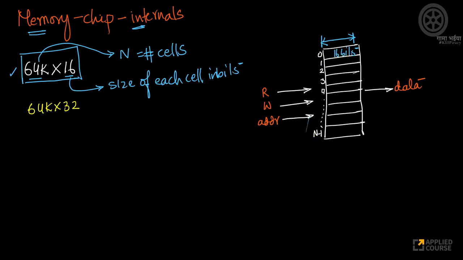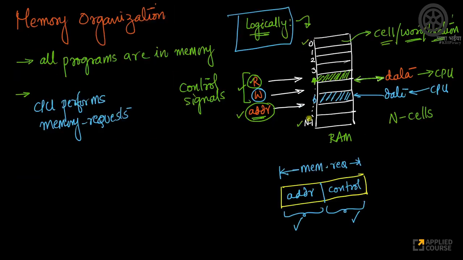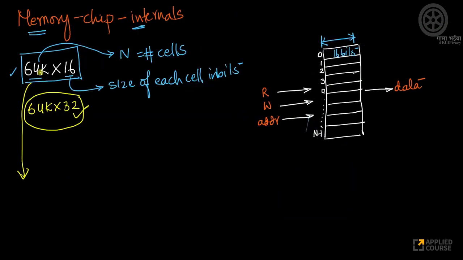Now comes a very interesting question. Imagine I have a chip like this. Some chips can also be 64K cross 32. So let's take this chip. In 64K, how many addresses are there? 64K addresses, which means you have numbers from 0, 1, 2 up to 64K minus 1. Those are the address numbers.